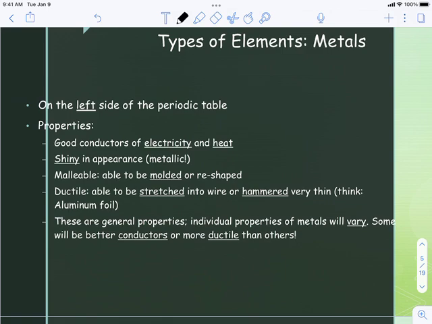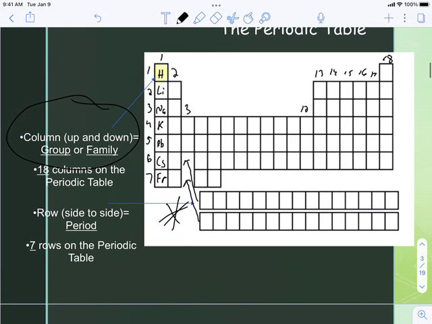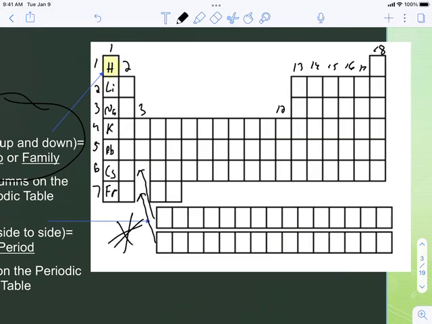Different types of elements. We have metals, we have nonmetals, and we have metalloids. Your metals are on the left side of the table. Now you might be asking yourself, well, what is considered the left side? We have something called the staircase. You'll see it in the classroom. This has a red demarcation, this staircase. You can picture the staircase, someone walking up. That's why we call it the staircase.